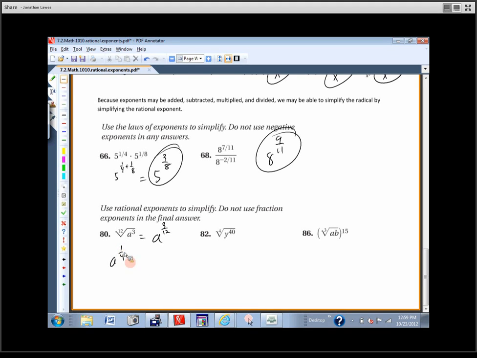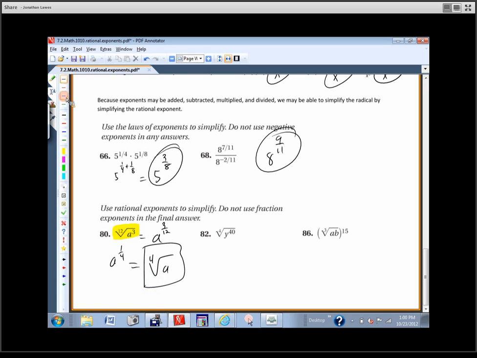Yes. And if it says don't write your answer with fractional exponents, write it with radicals, what root do I have now? I have the 4th root of a to the 1st. Now, take a look at this and compare it to the original problem. Which one looks better? Which one looks simpler? This one right here. It's a smaller root, we have smaller exponents altogether, and that sort of thing.